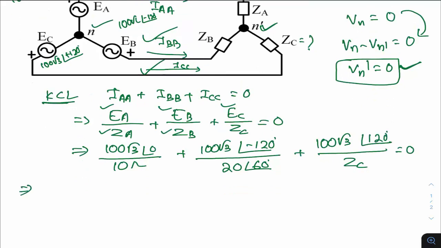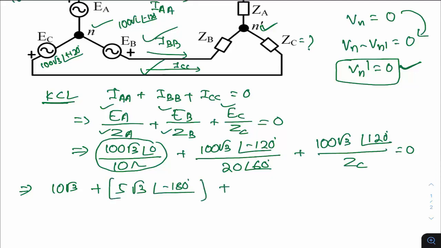What is the first term? You will get 100 root 3 by 10. So this is basically 10 root 3. 10 root 3 at an angle 0 is equivalent to 10 root 3. And what is 100 root 3 by 20? This is 5 root 3 at an angle of minus 180 degrees.